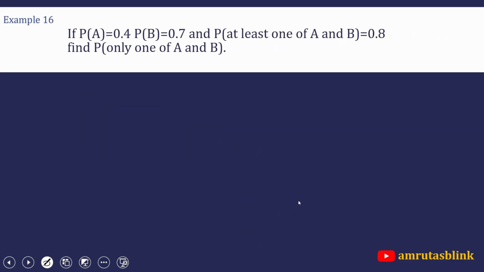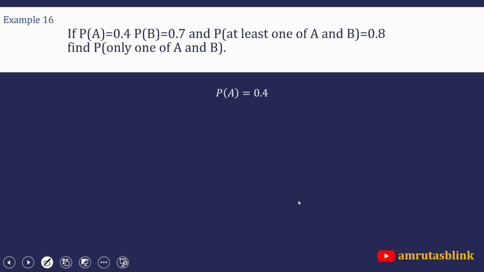Let's move to example number 16. If probability of A is equal to 0.4, probability of B is 0.7 and probability of at least one of A and B is equal to 0.8, find the probability of only one of A and B.